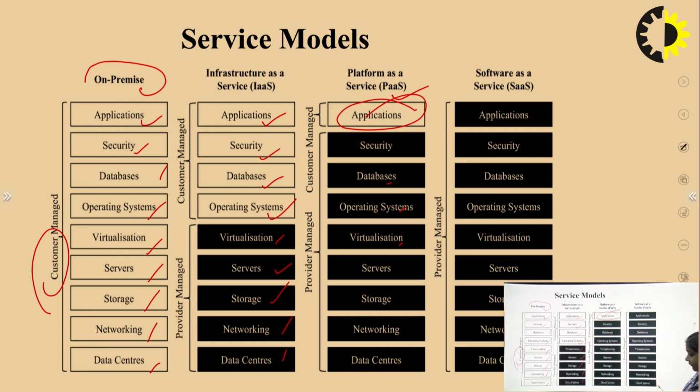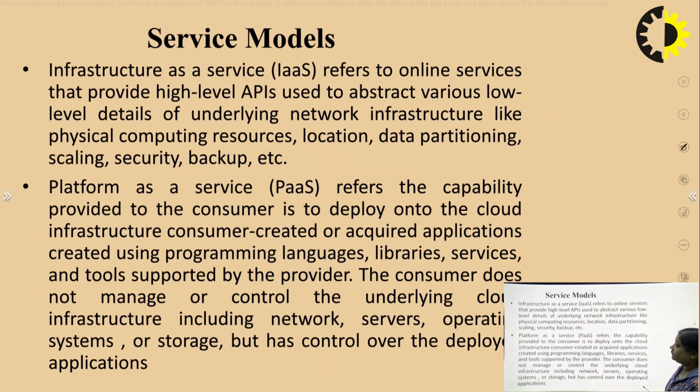We can define these models as follows. First of all, infrastructure as a service, that is IaaS. It refers to the online services that provide high level APIs used to abstract various low level details of underlying network infrastructure like physical computer resources, location, data partitioning, security, backup. Means infrastructure like details are handled by the provider.